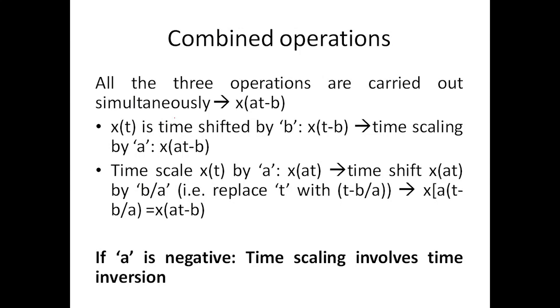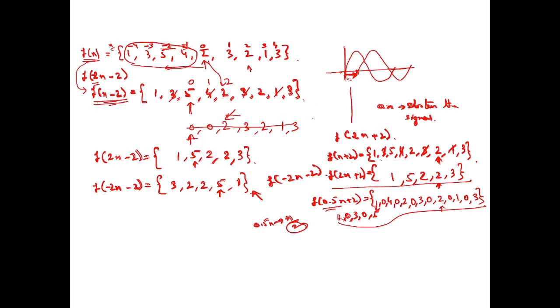Then combined operations are there where we may perform x of at minus b. Okay. So let us take this example. f of n equals this signal. So let us calculate f of minus 2n minus 2. So from f of n, first let us calculate f of n minus 2. We calculated f of n minus 2 over here. Then what is happening? f of 2n minus 2.